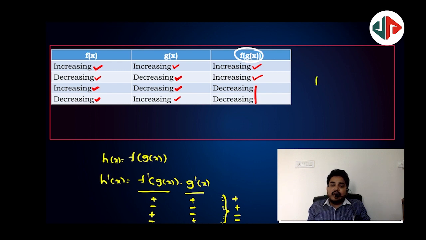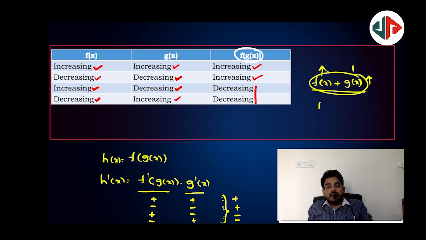Okay? So you can take this one as. And also like f of x is increasing plus g of x is increasing. Both are increasing. Both are decreasing. Okay, you can take f of x plus g of x is also decreasing. One is increasing, one is decreasing. You cannot talk about anything.